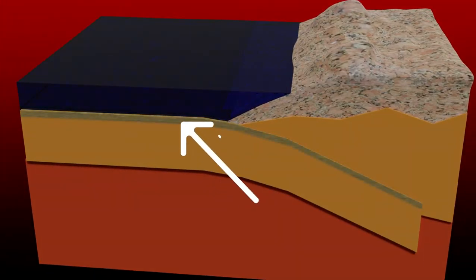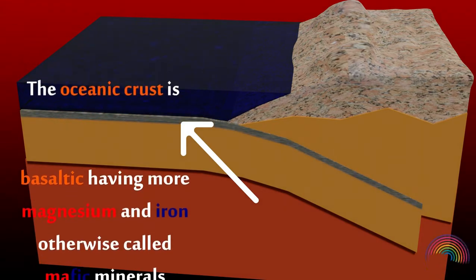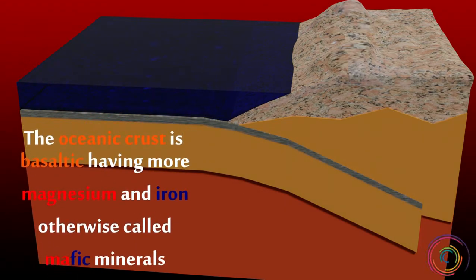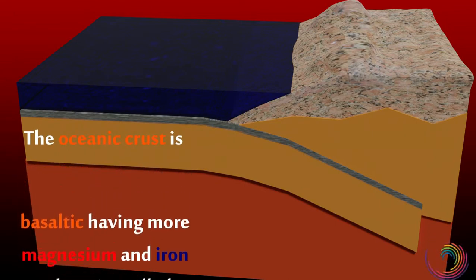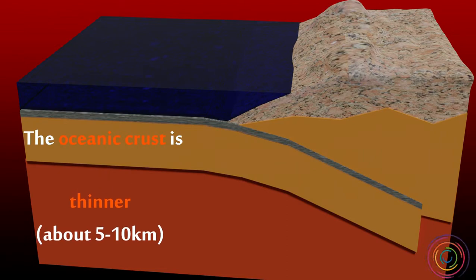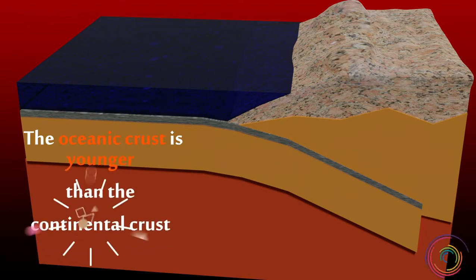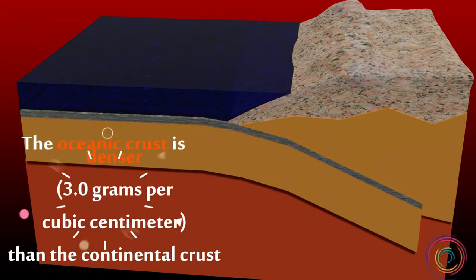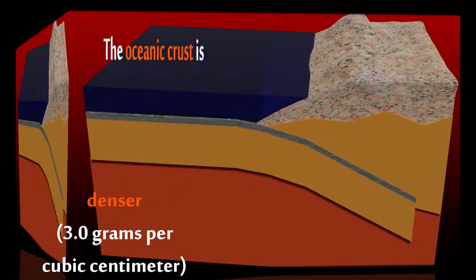The oceanic crust is basaltic, having more magnesium and iron, otherwise called mafic minerals. It is thinner, about 5 to 10 kilometers thick, and younger than the continental crust. The oceanic crust is denser than the continental crust.